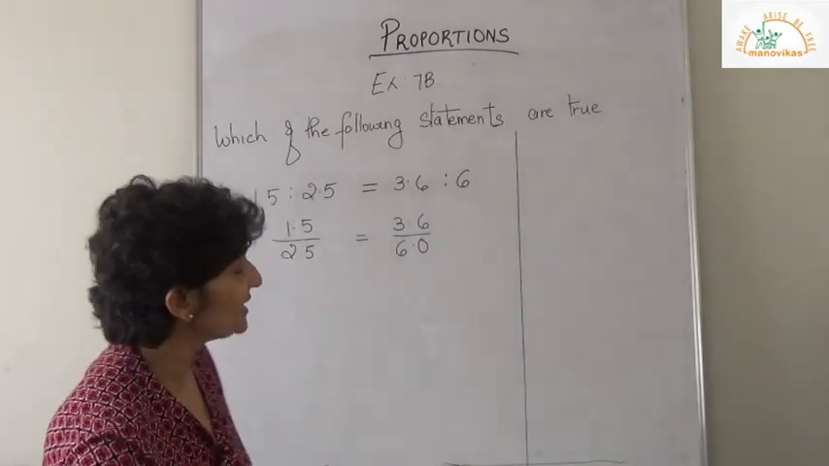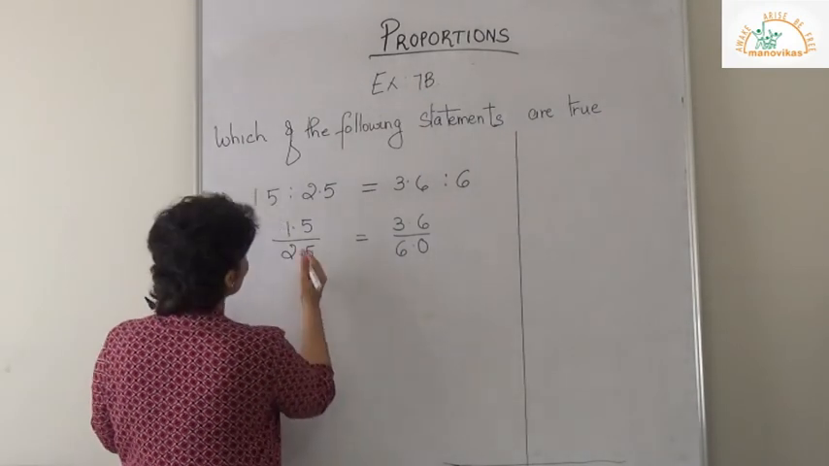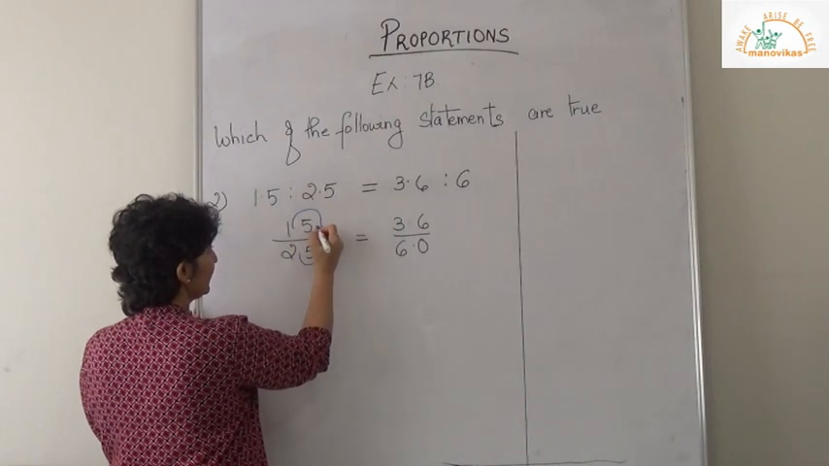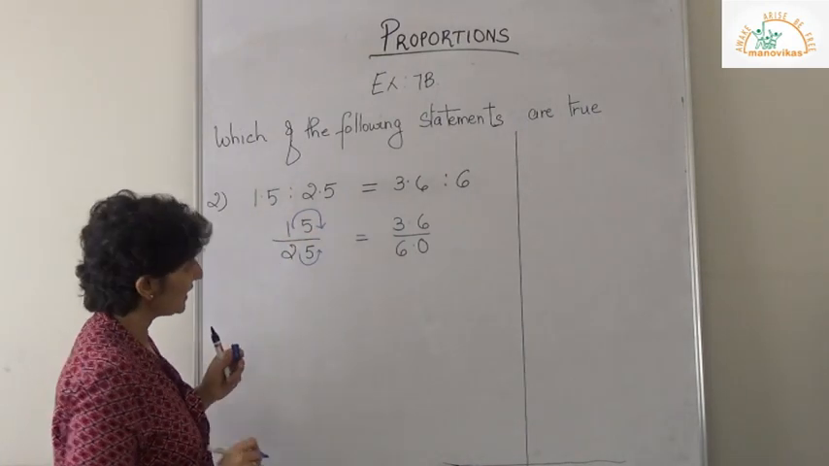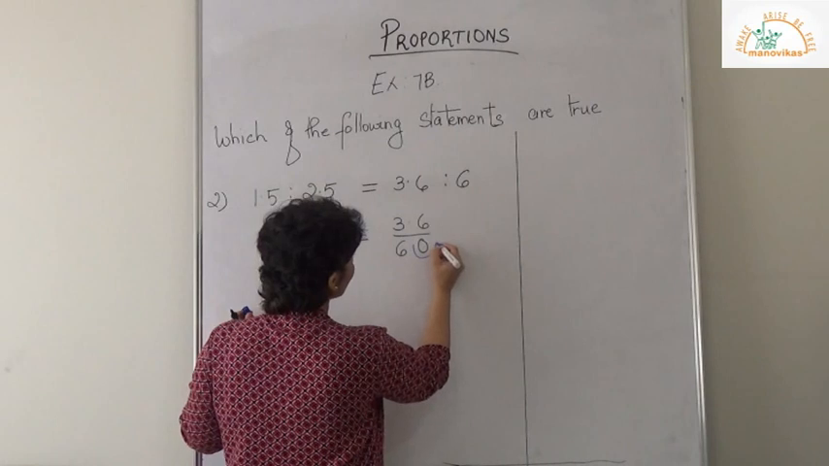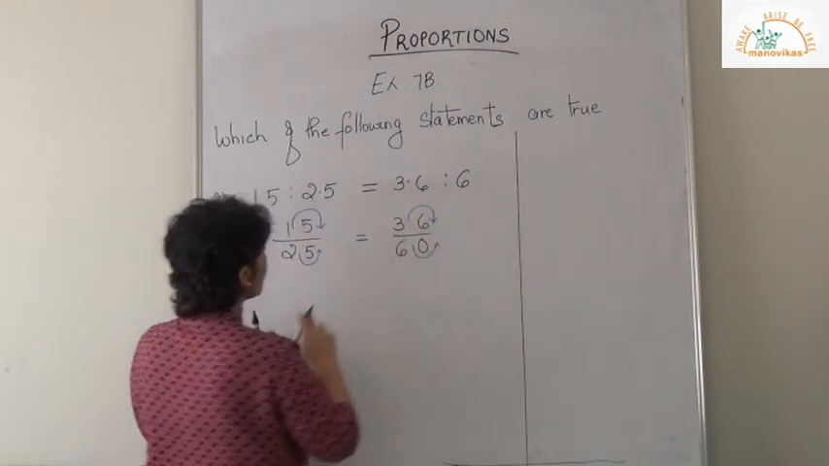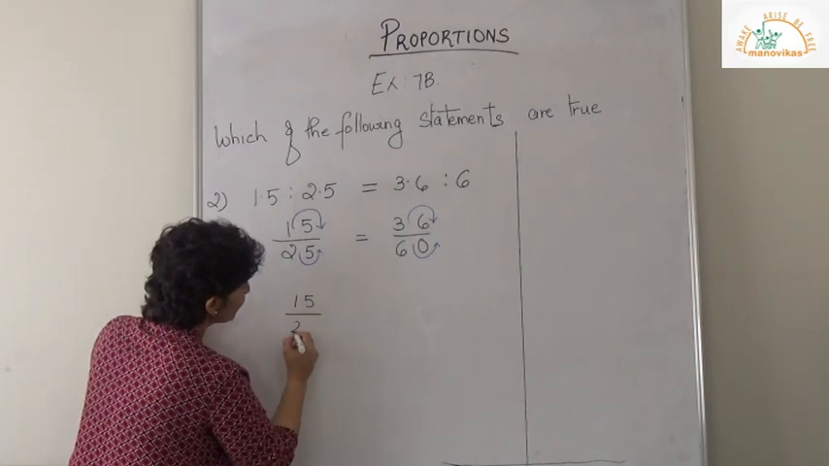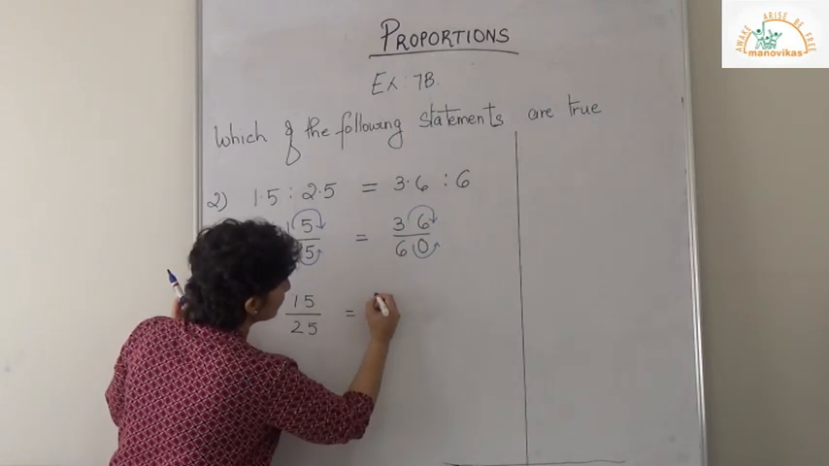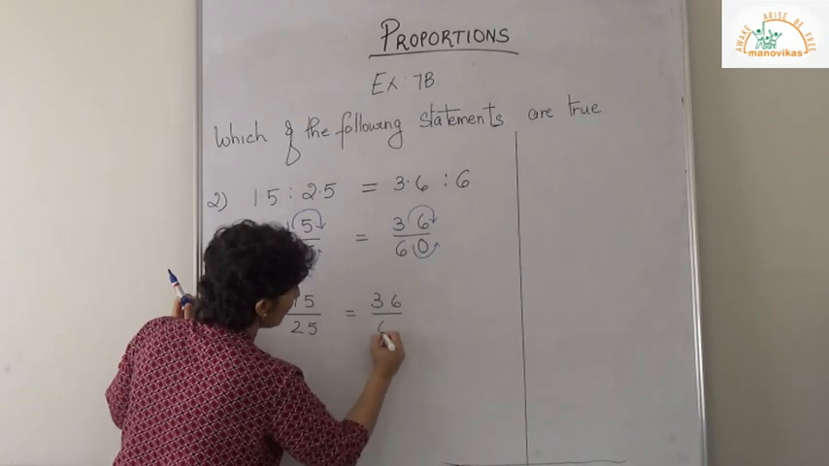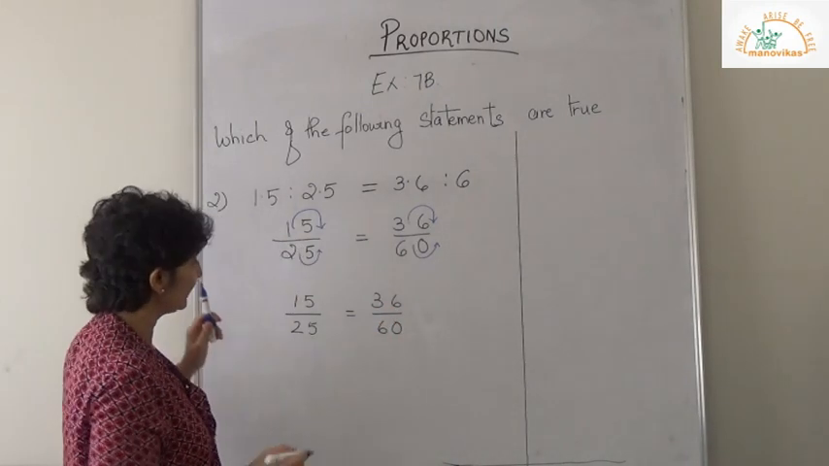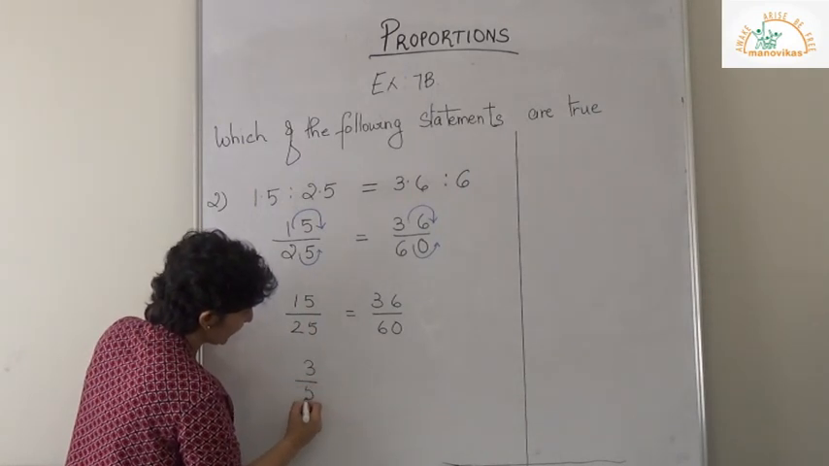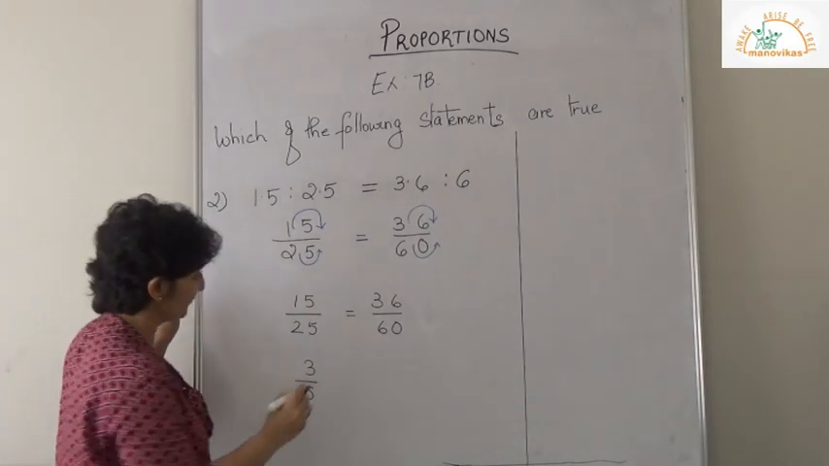Correct? Alright, now let's shift the decimals. Now when I shift this and I get it out, I need to shift the one which is above. Similarly, here. So what do I get? I get 15 upon 25 is equal to 36 upon 60. Now when I reduce, I get 5 3s are 15, 5 5s are 25.